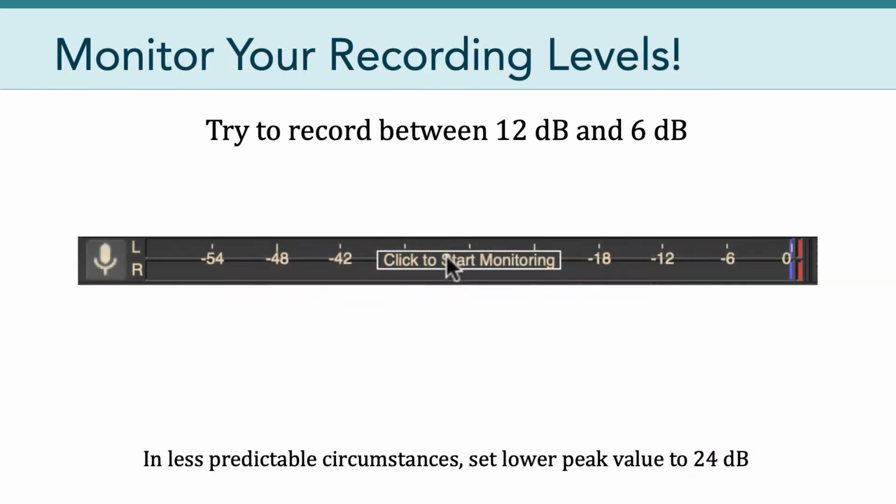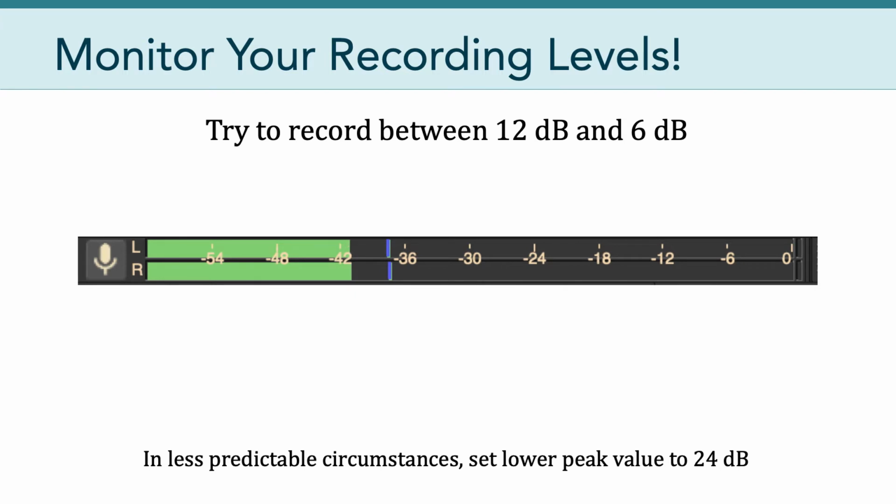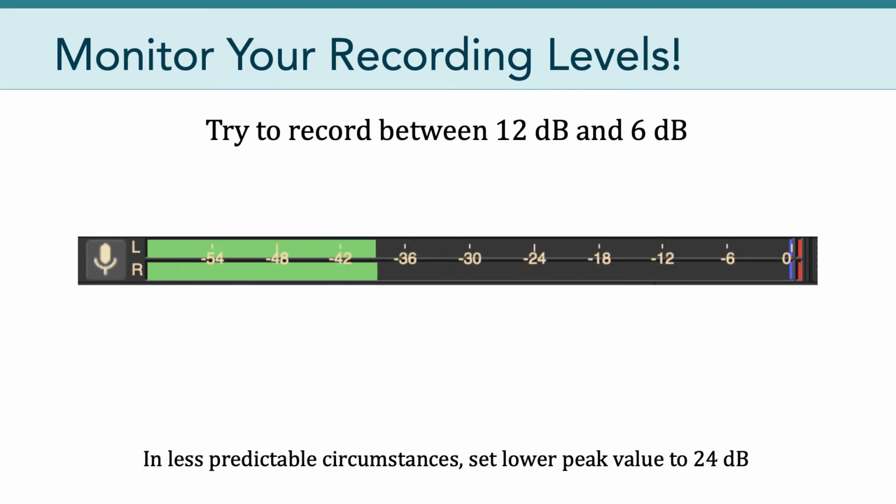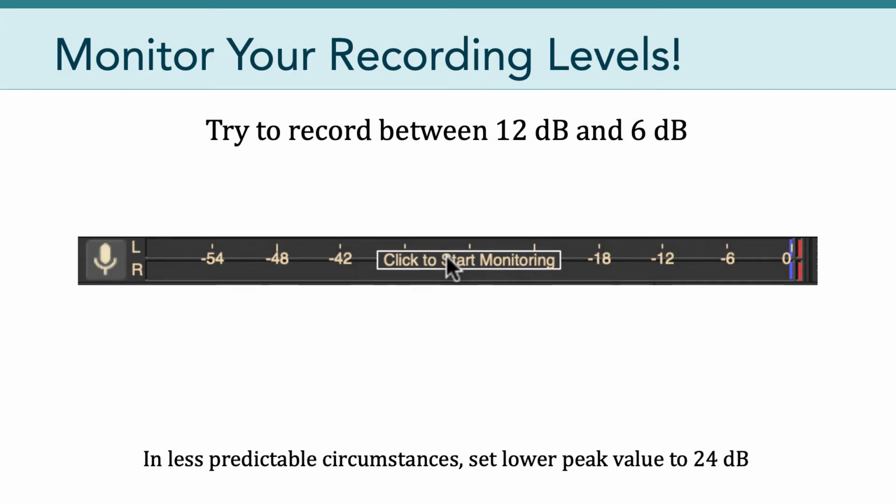Now, one of the most important things I want you to take away from last week's lesson on digital audio is the importance of monitoring your recording levels. When recording your voice, try to record between negative 12 and negative 6 decibels. Remember that the scale is negative. So what does this mean? This means that your peak value is no higher than negative 6 decibels.